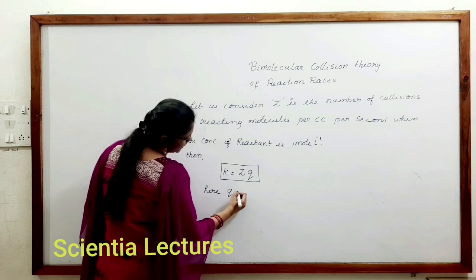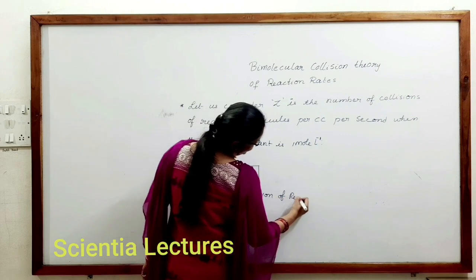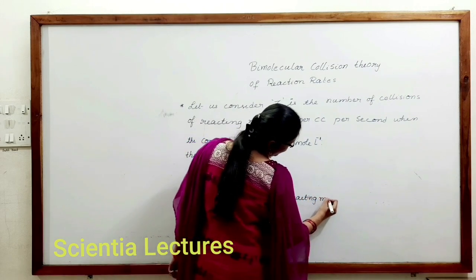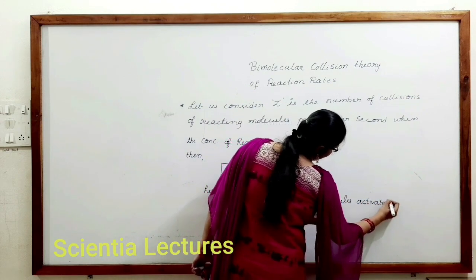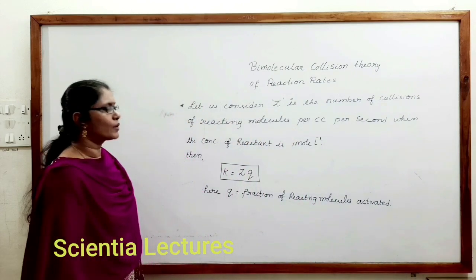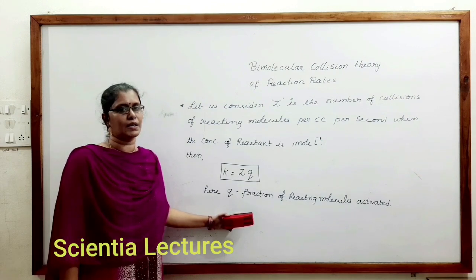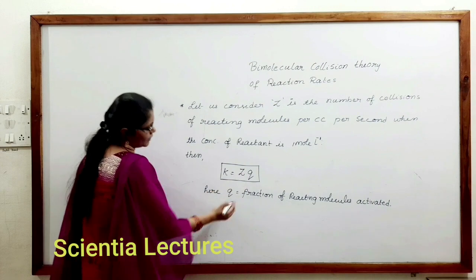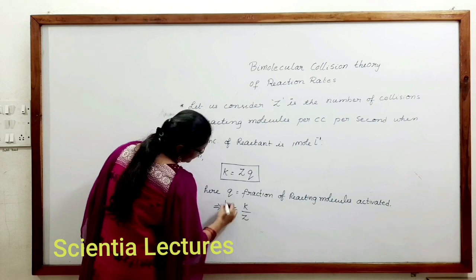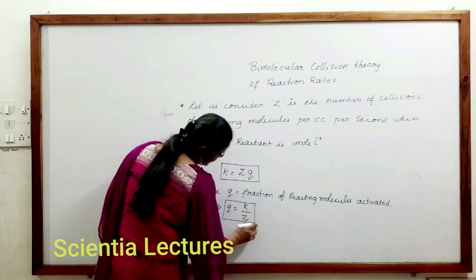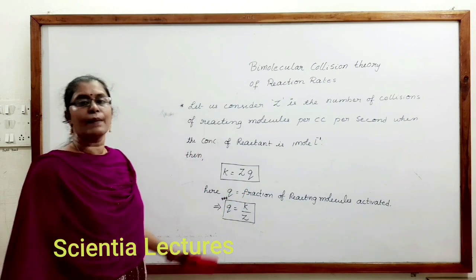Here Q is just the fraction of reacting molecules activated, or which got converted into products. So Q indicates the fraction of reacting molecules that has been activated, or the fraction of reacting molecules that got converted into products. So Q must be equal to K by Z. If the K value and Z value are given, and they ask you to calculate the fraction of reaction that has occurred, Q must be equal to K by Z.